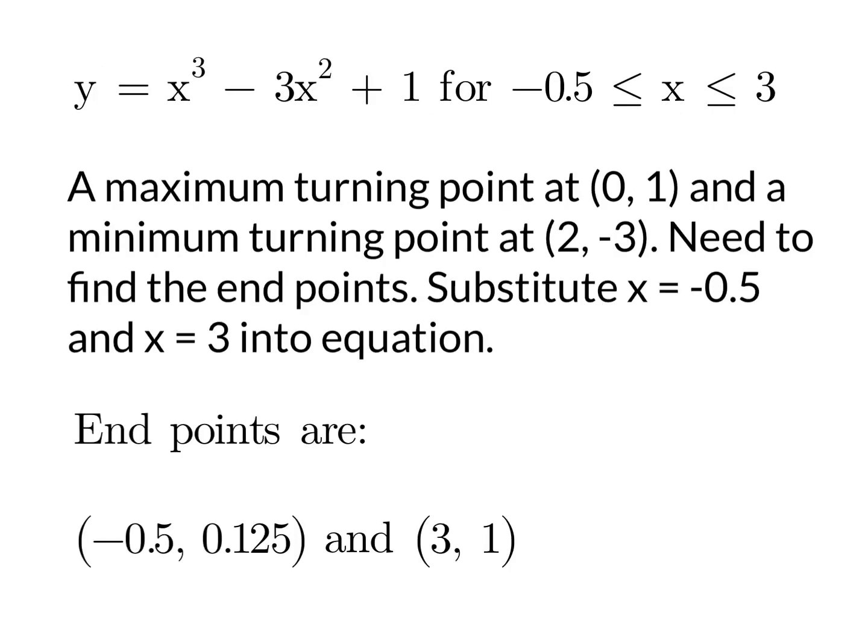So we would normally follow the same steps that we did in the previous video, and we'd find our maximum and minimum turning point. If you need to go back and look at that, please do. But our maximum turning point was at (0, 1), and our minimum turning point was at (2, -3). So now, because we've restricted the domain, which is beyond our turning point, we need to substitute those two restricted domains into the equation to find what our endpoints are. So when you sub minus 0.5 in, you get 0.125, and when you sub 3 in, you get 1.